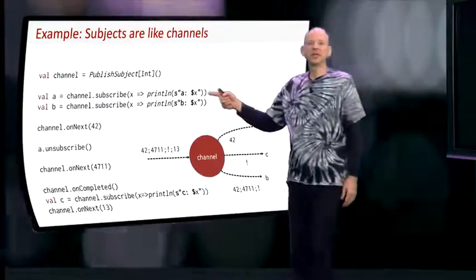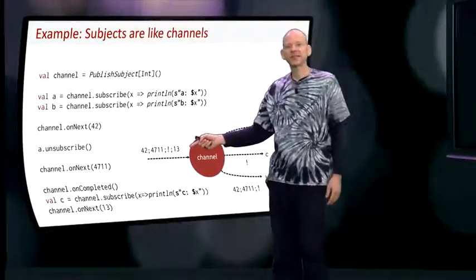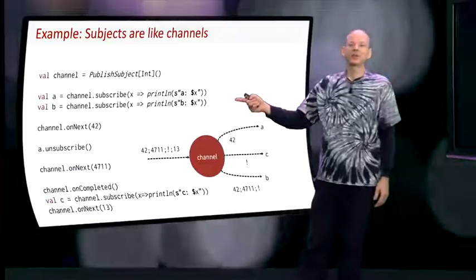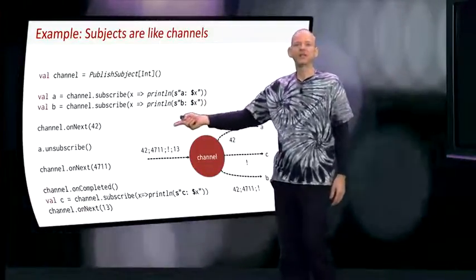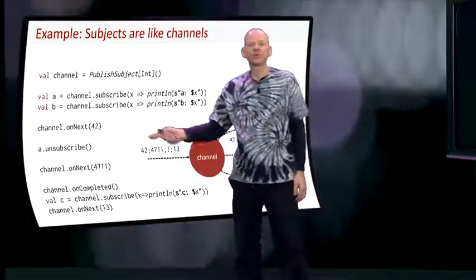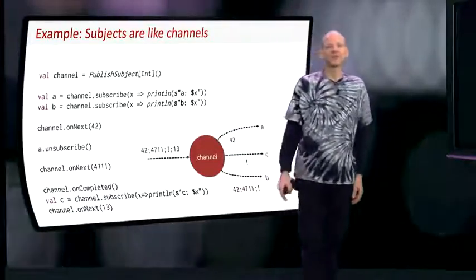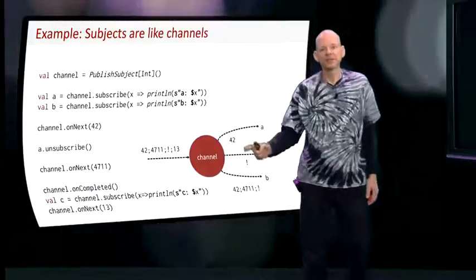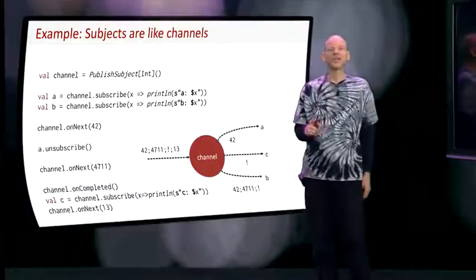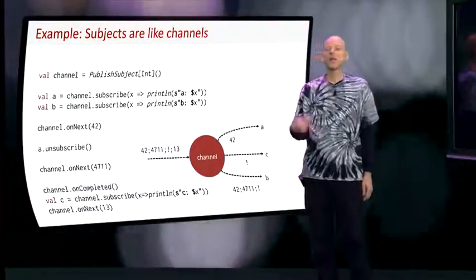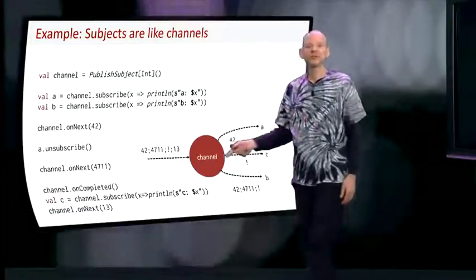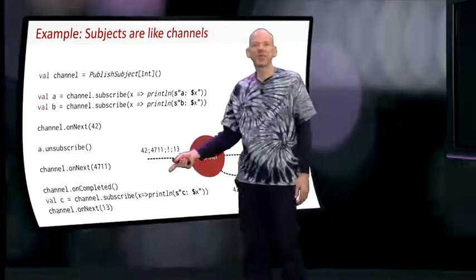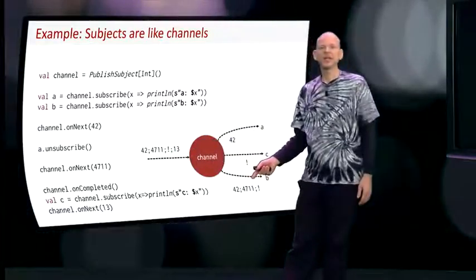So here we create a publish subject. That's the channel. We subscribe to it and print things out. And then when we push 42 on the channel, 42 will be delivered on those guys. Now we unsubscribe one of them, and that subscriber will not receive any more values. We push the next value, and that will be delivered here.